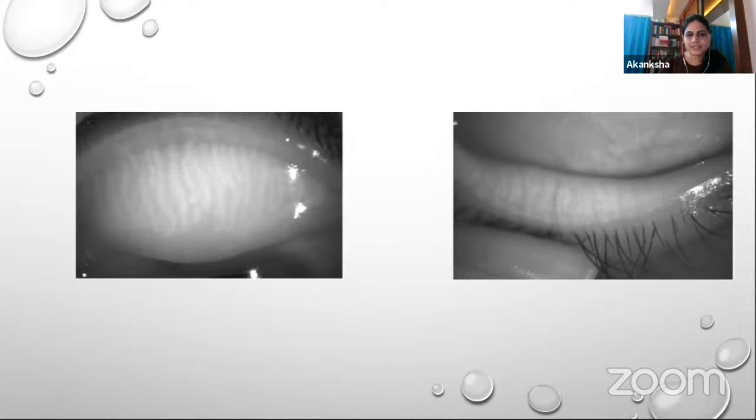You can see the upper lid as well as the lower lid is being visualized. The parallel lines that you see as hyperreflective structures are your glands. Between the structures, you can see some hyporeflective areas.